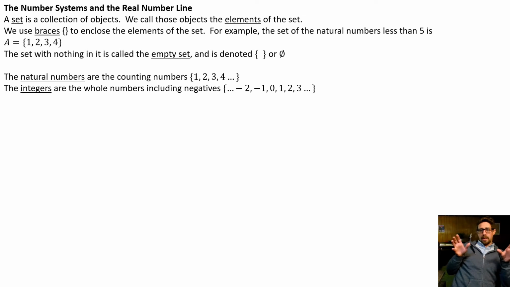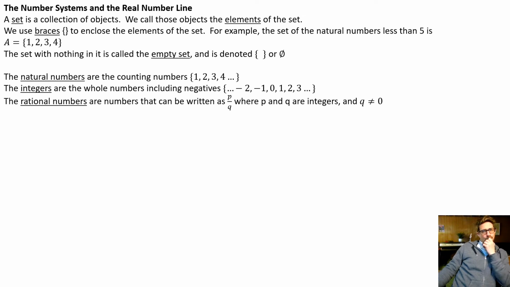Okay, expanding once again to the rational numbers. This is a little more involved of a definition. The rational numbers are numbers that can be written as P over Q, where P and Q are integers, and Q is not 0. And I think you should know why that is at this point. Dividing by 0 is the one really big no-no in mathematics. You just can't do it. And it's not because we just say so.